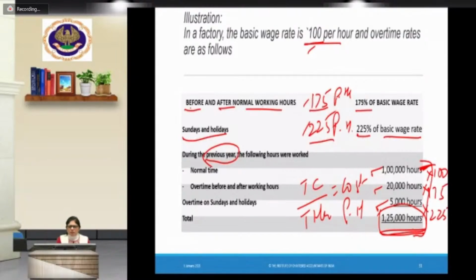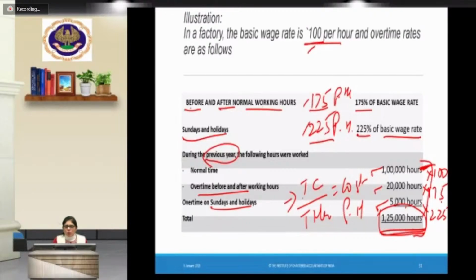So how much is the total cost? 1 lakh into 100, 20,000 into 175, 5,000 into 225. We have separate rates for every category. For the normal hour, we have 100. For beyond working hours, we have 175. For Sundays and holidays, we have 225. And these are the normal hours. Even if it's overtime, it's considered to be normal.